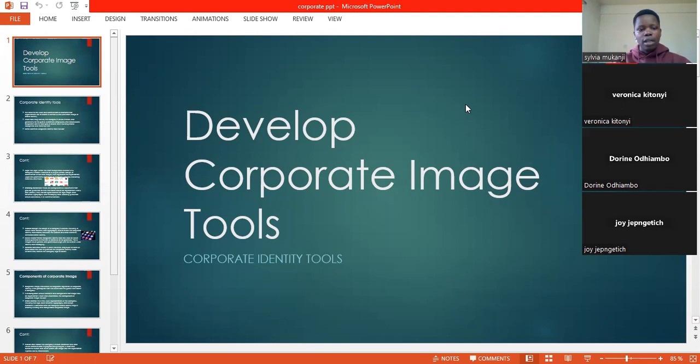So today we are going to look at how to develop corporate image tools. By the end of the session, you should be able to describe the corporate identity tools with proficiency and to describe in details the components of corporate image. Okay, let's start our lesson. What do you know about corporate image or corporate identity tools?